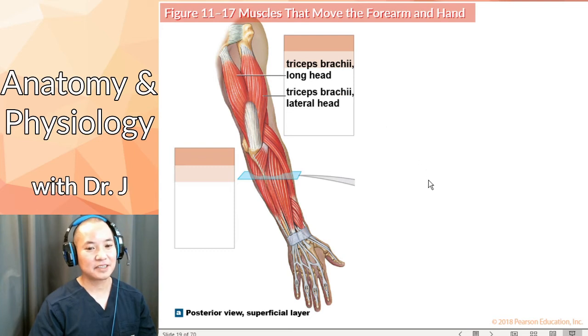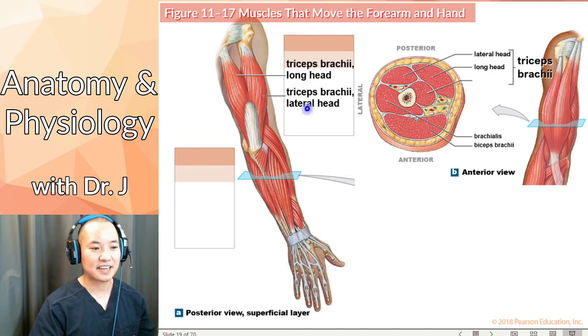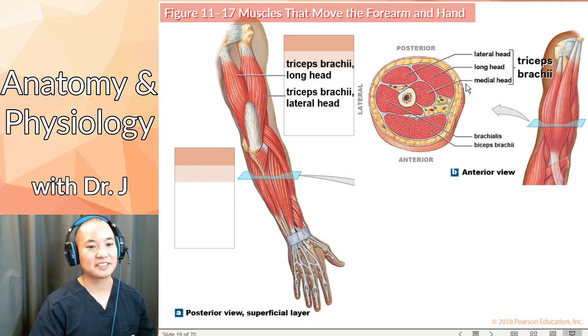But you might be saying, wait, tri means 3. So where is number 3? So what you have to do is look at a cross section, and triceps brachii actually has 3 heads. Yes, we see the lateral head here, the long head over here, but there's another head that's covered up. So this is deep. That's why you can't see it from here, because the long and lateral head are covering the medial head. So there are 3 heads. There are 3 origins to the triceps brachii.